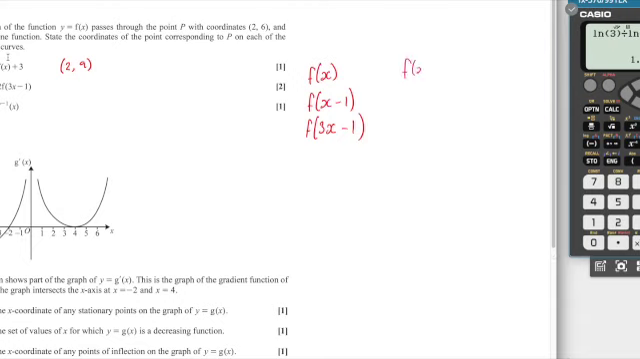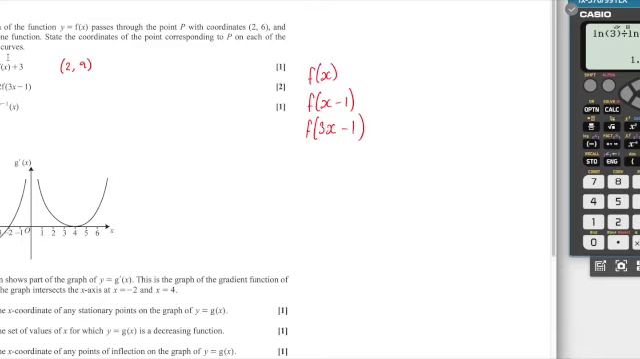If I did the 3 first, I would have f of 3x, because I replaced the whole of the x with 3x, and then I'm going to replace the whole of the x, and this would have to be x minus a third to expand out and get the right thing. So it's going to be the translation first, and then it's going to be the stretch.